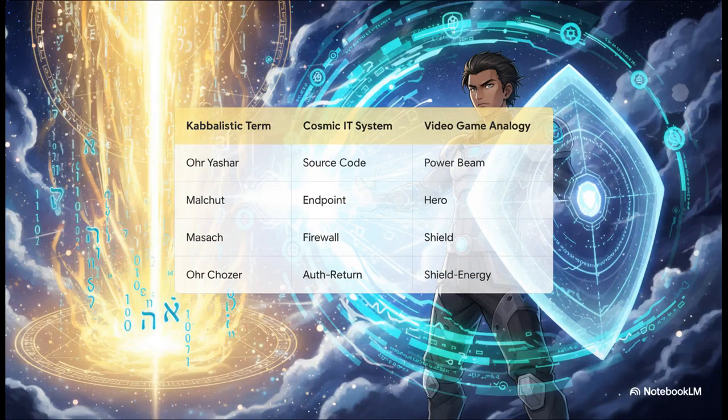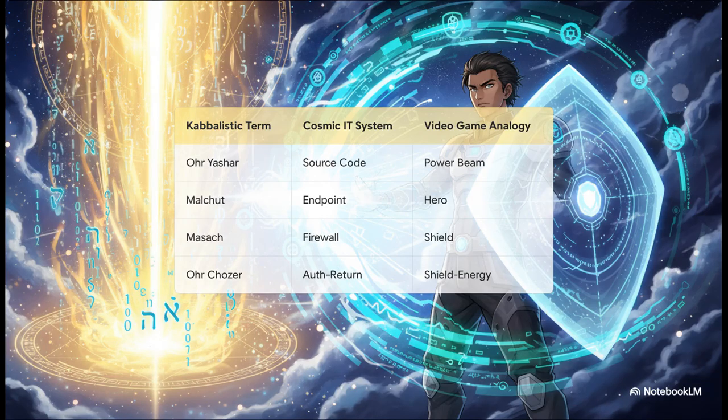To really grasp this secret, this sod, let's map these ancient terms to modern systems. For the tech-minded out there, think of this like a cosmic IT system. The Ohr Yashar, the direct light, is your pure incoming source code. Malchut is your receiver endpoint.